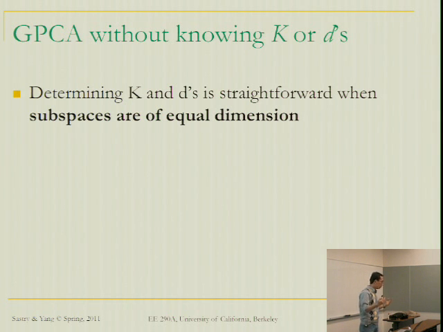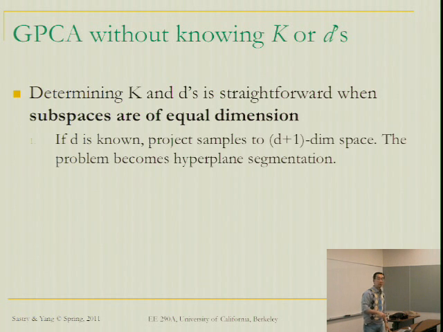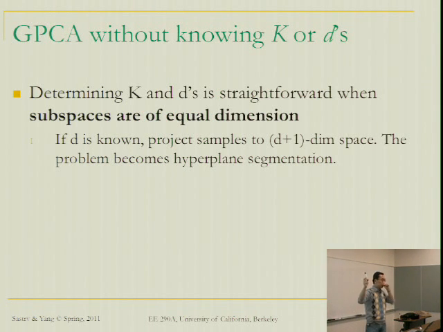If the subspaces are all the same dimension, the first thing you want to do is to reduce to the hyperplane case. So you keep projecting those samples. If D is known, if at least you know the dimension of the subspaces, you only need to use PCA to reduce to D plus 1 dimension. You need to reduce the dimension of those samples to D plus 1. And then the problem becomes hyperplane segmentation. Everything becomes well-defined, right? Everyone will be happy. So you only need to look for a single-dimensional null space from the vanishing Veronese embedding.